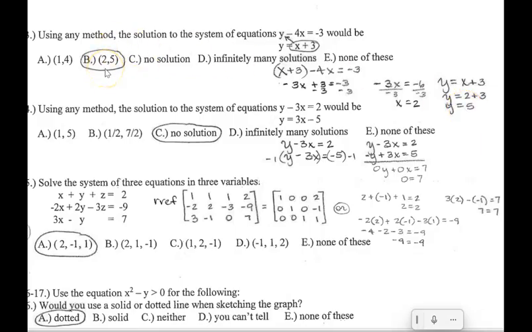Now, the other thing you could do is you could plug values in to see what works in both of those equations. You just have to be careful because there can be more than one solution. There can be infinitely many.